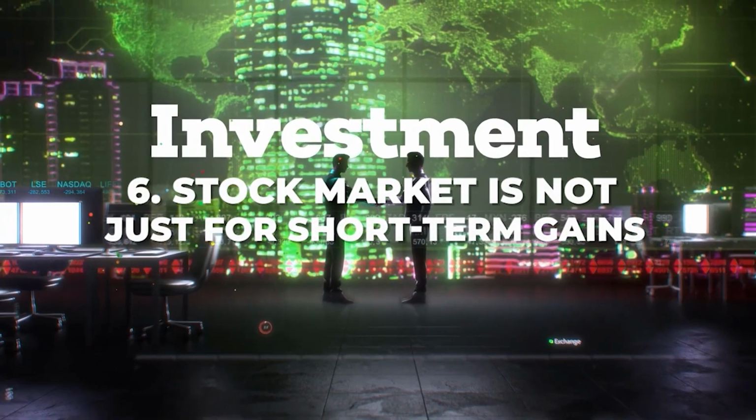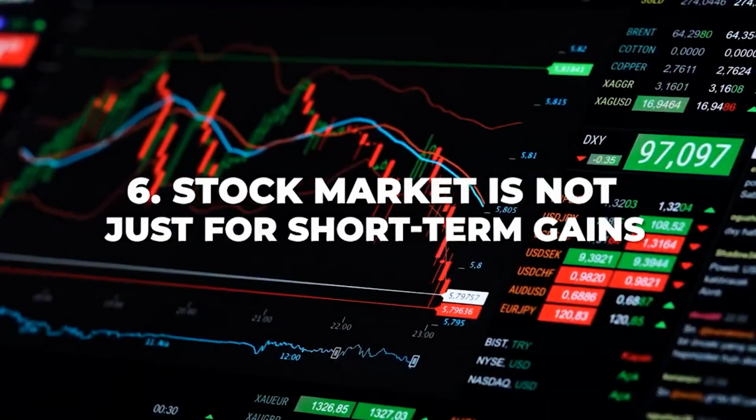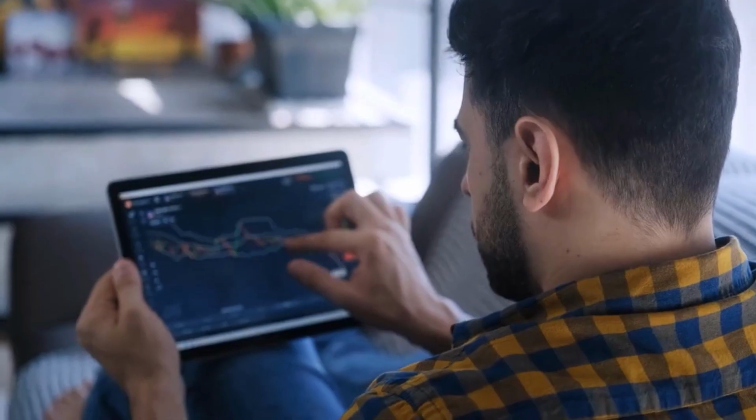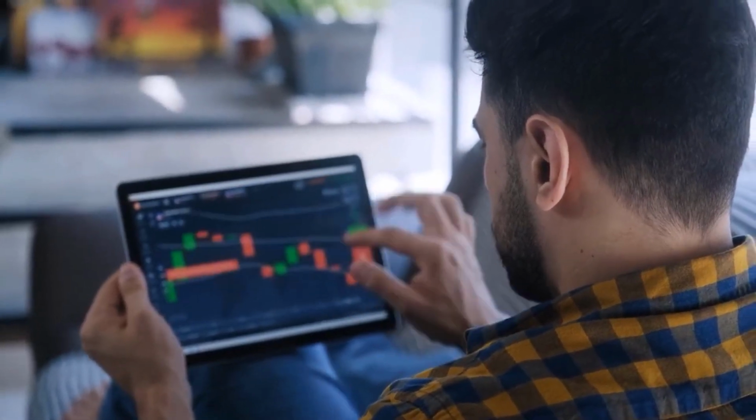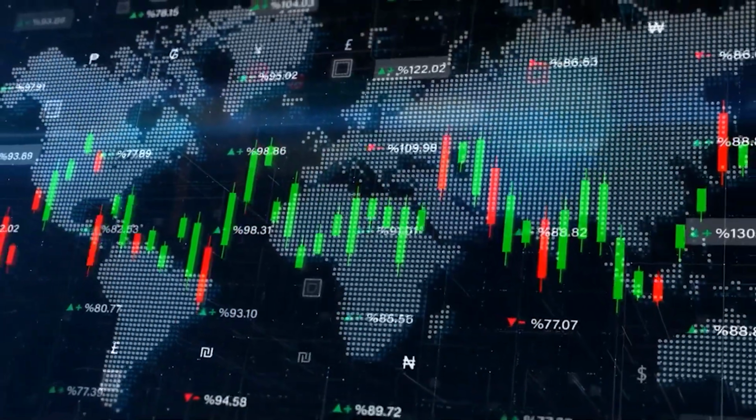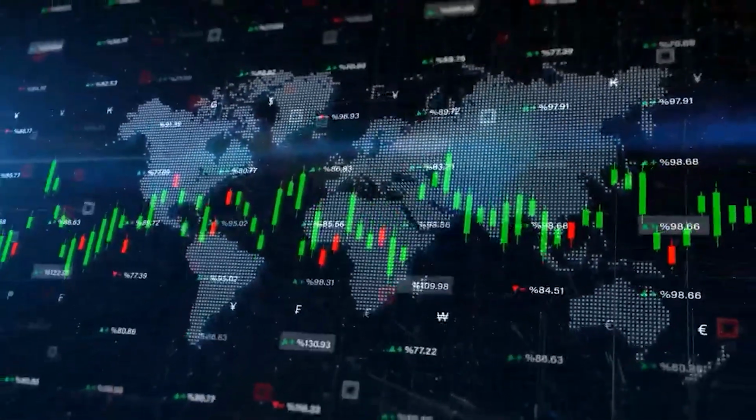Number 6, the stock market is not just for short-term gains. While some investors may focus on short-term gains, successful investing in the stock market requires a long-term perspective. Investing for the long term can help you weather the market volatility and maximize your returns.